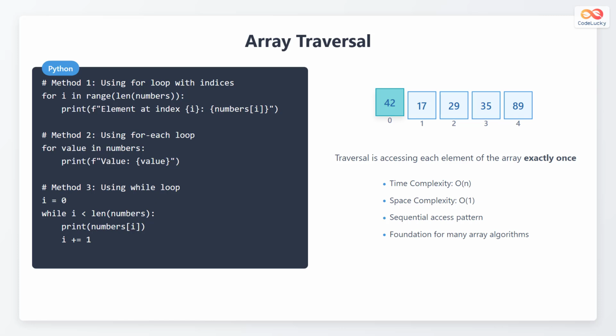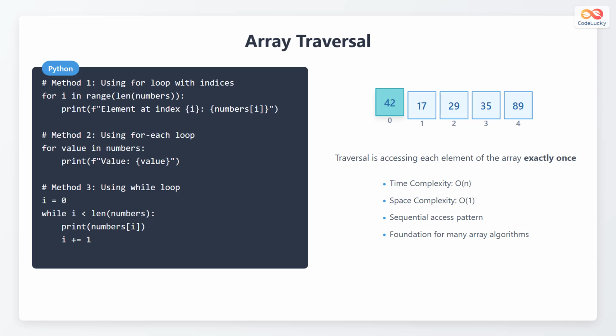Method 2 uses a for each loop. For example, for value in numbers: print(f"value: {value}"). Method 3 uses a while loop. For example, i = 0, while i < len(numbers): print(numbers[i]), i += 1.